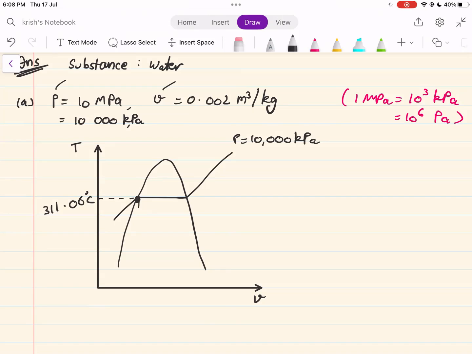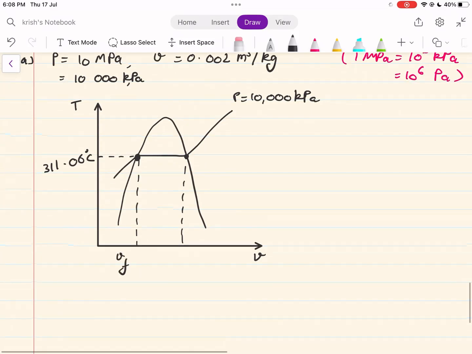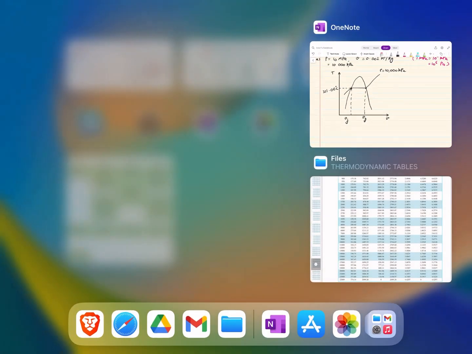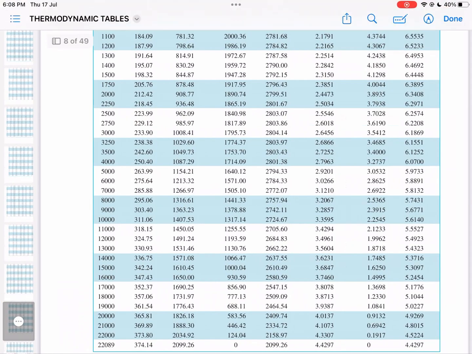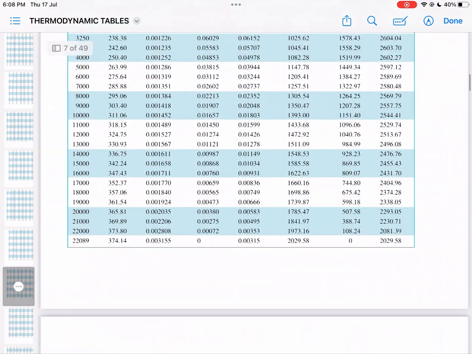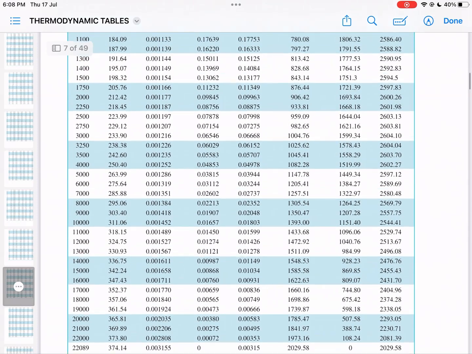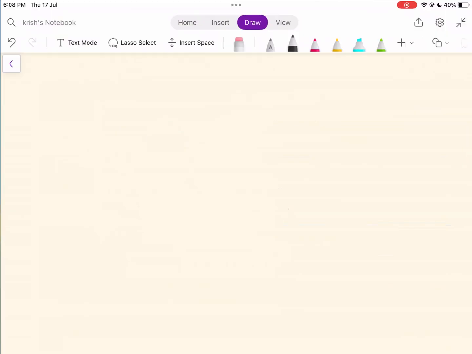Sorry. And now we will find out the values of Vf and Vg to compare the given V with. Okay, if we see the value of Vf, it is 0.001452.